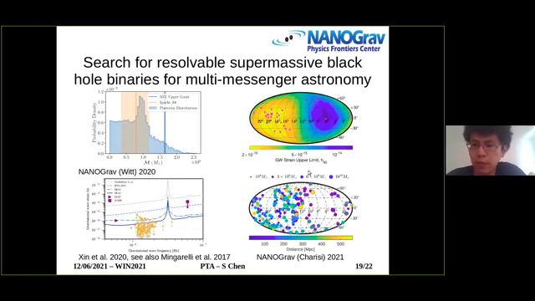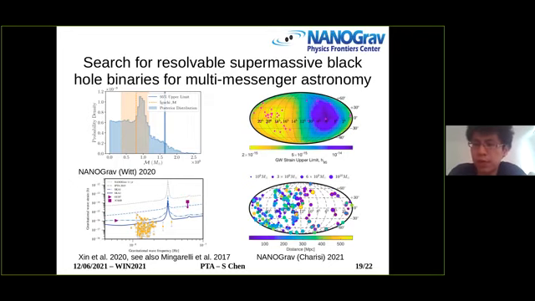Right, and on the right is a recent analysis of NANOGrav led by Maria Charisi, which basically took all the 200 or 300 galaxies that could host black holes observable for NANOGrav, and looked at each of those and placed an upper limit on the mass of the black hole binary that this galaxy would host.